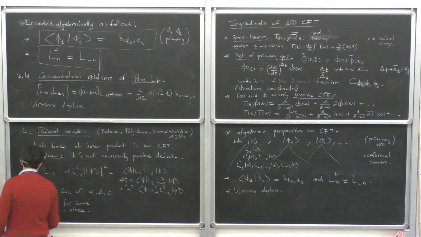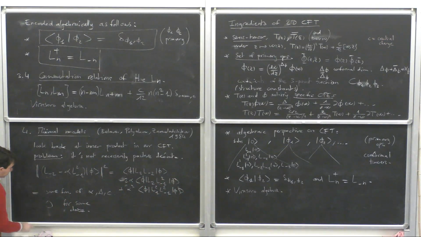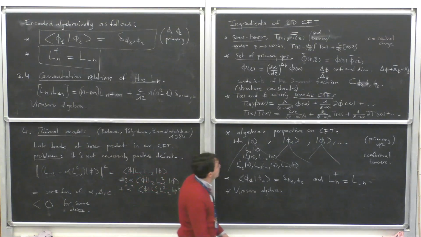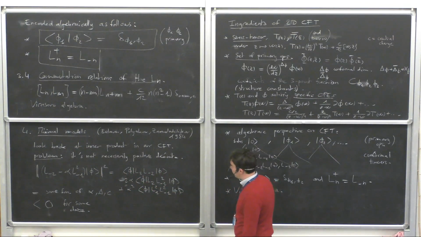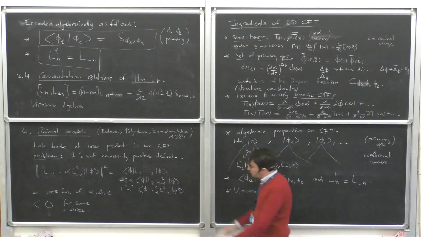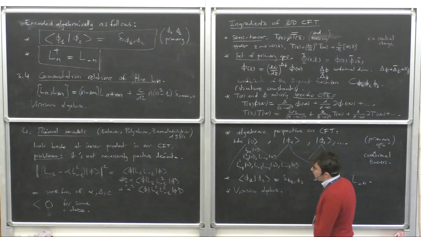So does it mean that the theory is not interesting? No, it doesn't mean that. It just means that the theory doesn't have a positive definite inner product. But you have to work with this. You have to live with this. So when there is no positive definite inner product, one talks about non-unitary theories.